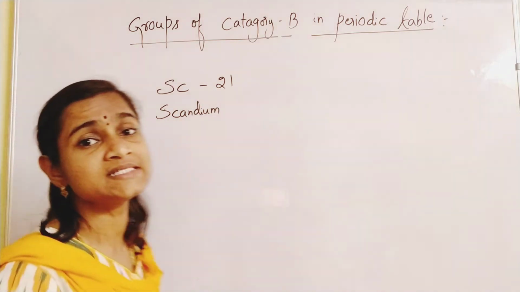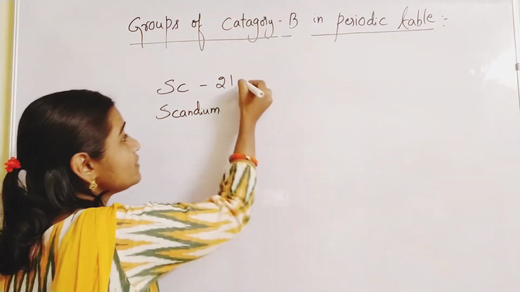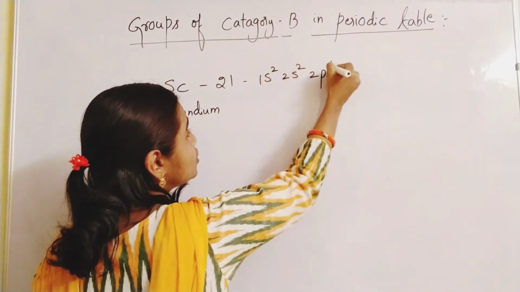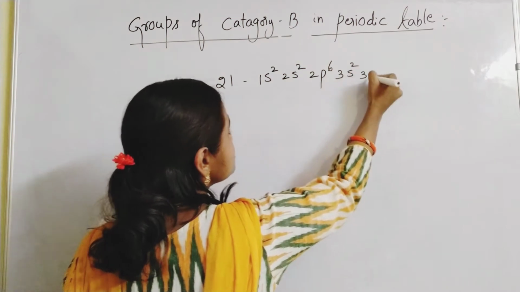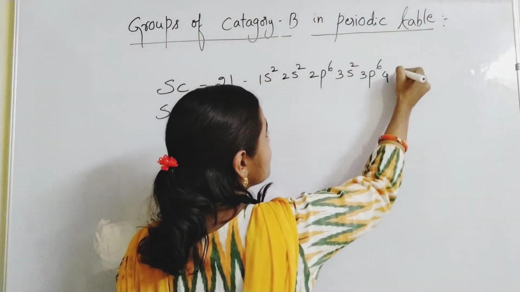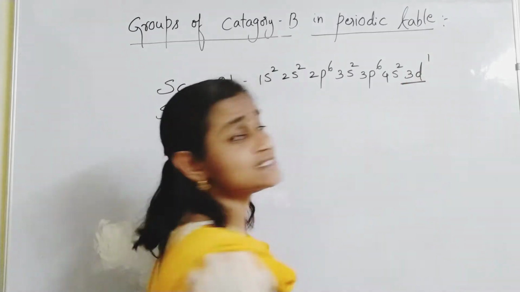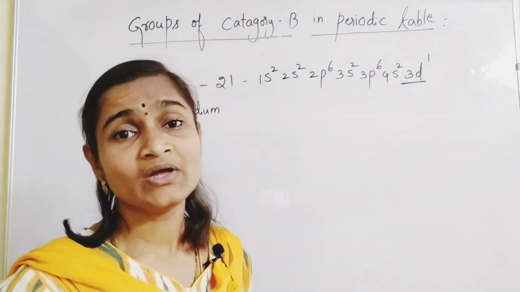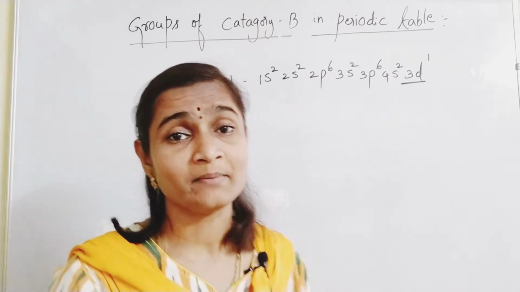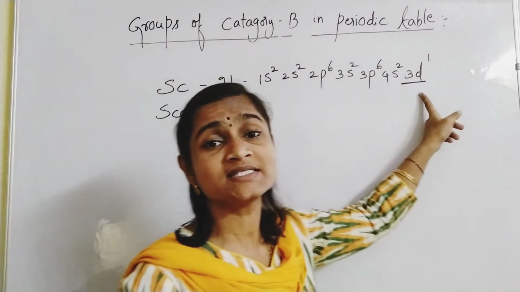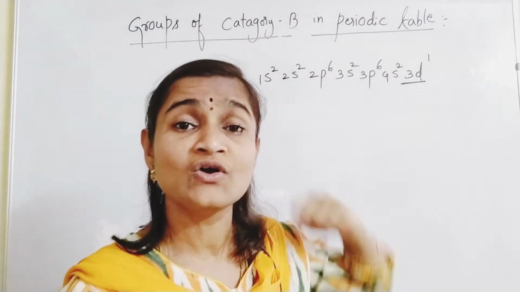Scandium's atomic number is 21. If you write the electronic configuration: 1s2, 2s2, 2p6, 3s2, 3p6, 4s2, 3d1. So 3d starts entering with which element? With scandium. From scandium onwards, the d orbital starts to fill.